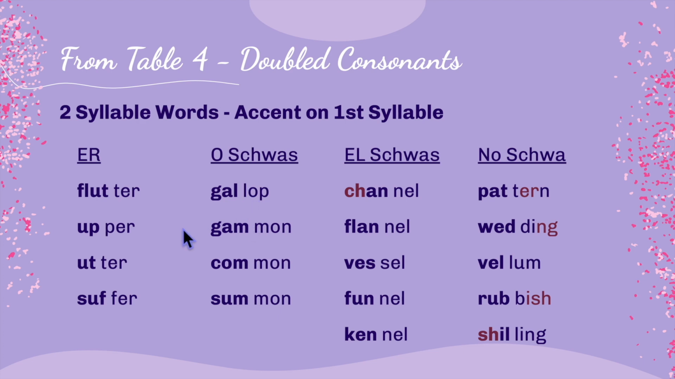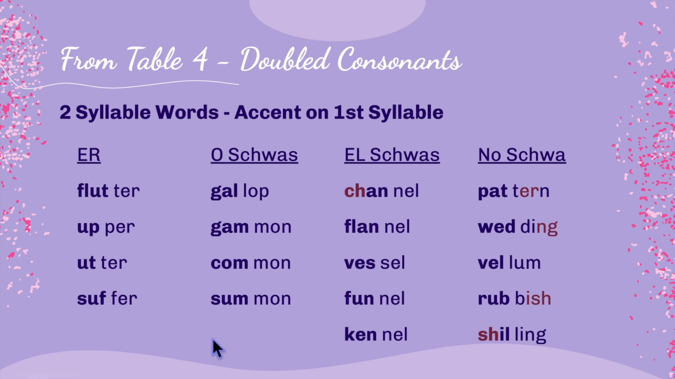Once again, Noah Webster did the work for us. So we have flutter, upper, utter, suffer. In all of these words, the O in the final syllable is going to schwa, which means it'll generally have a short U sound, but it might come out sounding like a short I sound. Again, the schwa is a muffled sound that can take the place of any unaccented vowel.